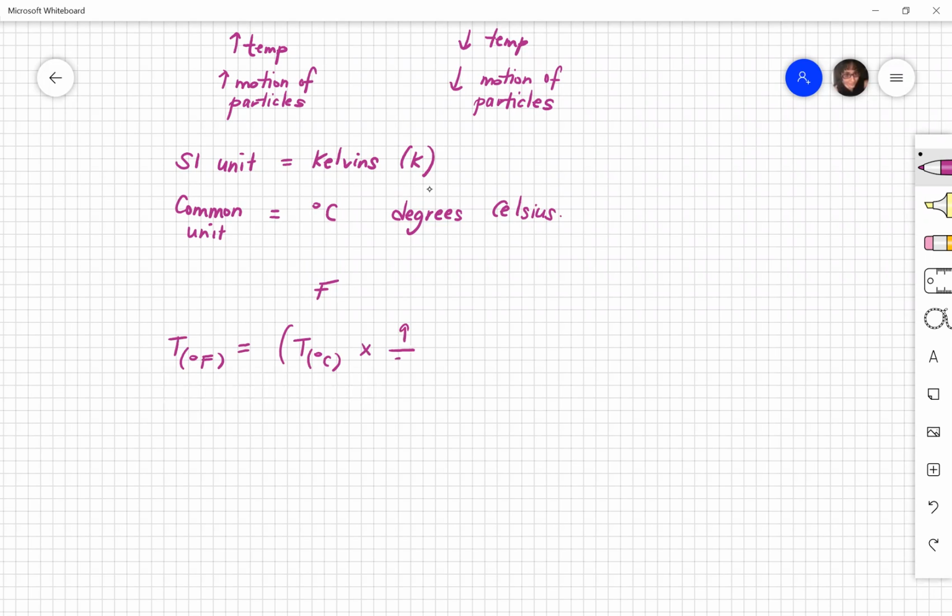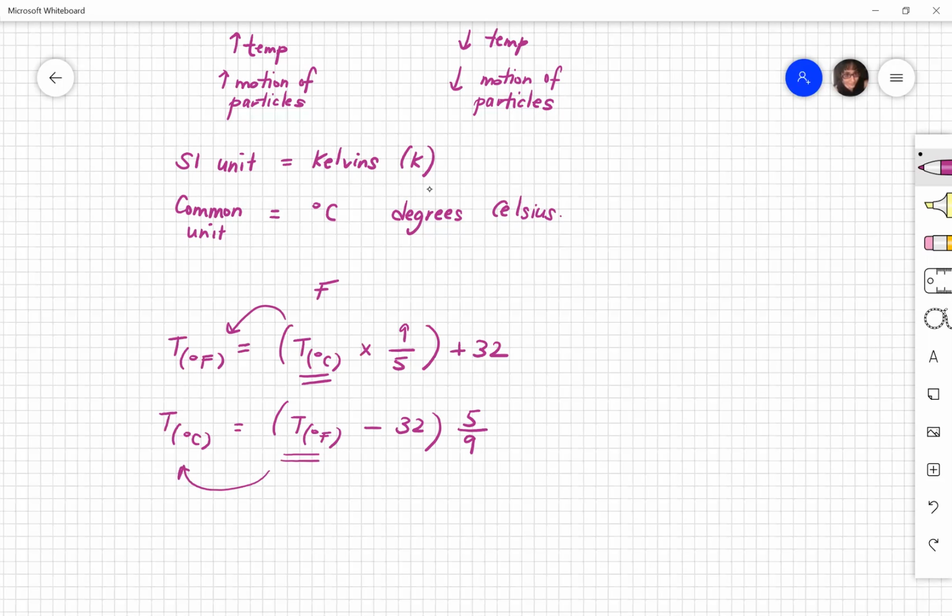multiplied by 9/5 plus 32. And if you're going the opposite way, take the temperature in Fahrenheit, multiply by 5/9, and subtract out the 32. Okay, so this one is when you are given Celsius to get it into Fahrenheit, and this one is if you are given Fahrenheit, and then you have to get your answer into Celsius.